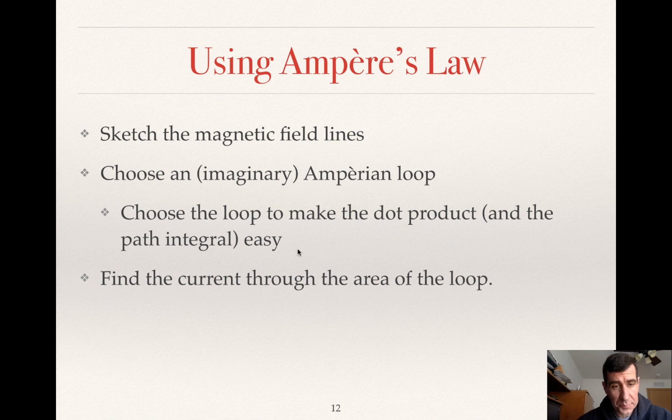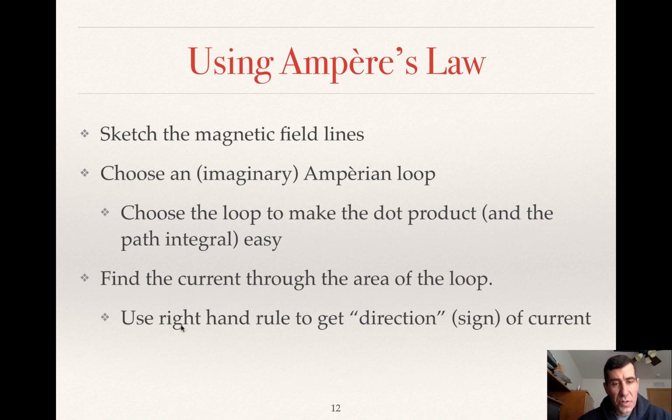That's the whole key. Once you've done that, you find the current that's going through the area of the loop. You use the right-hand rule to get the direction or the sign of the current, and then you solve.